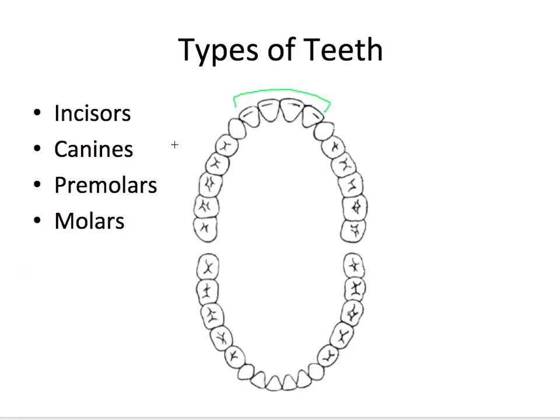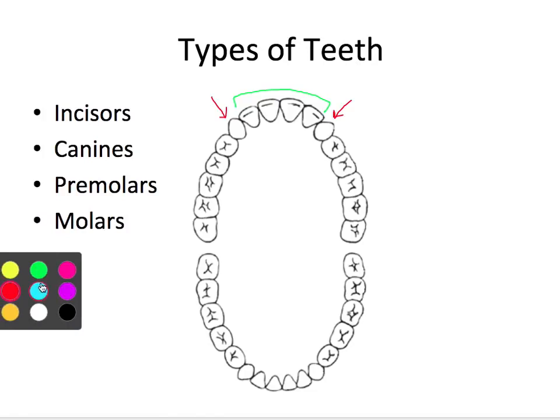Now, the canines refer to these teeth right next door to the incisors, and the canines are important for tearing and holding food, and also important for aesthetics. Both the incisors and the canines together are referred to as the anterior teeth because they're in the front and they're the most visible of all of our teeth.